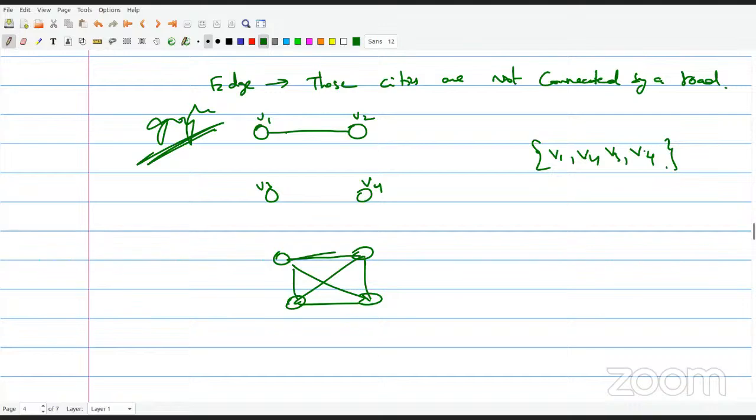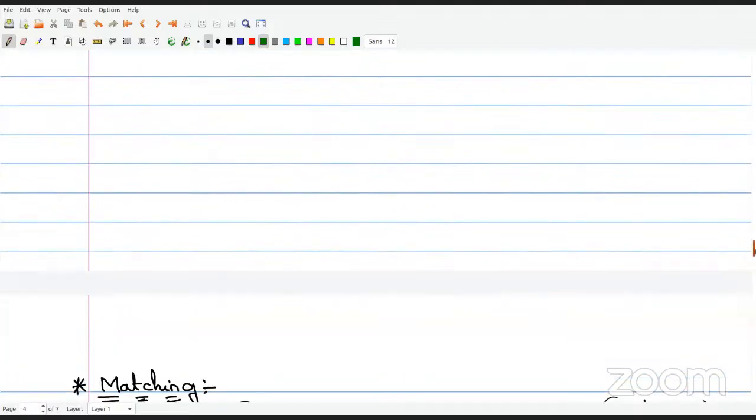So the vertex cover set will be empty, right, sir? Cardinality will be zero. The vertex cover will be a null set. It's a set. Okay, yeah. Let's move on.